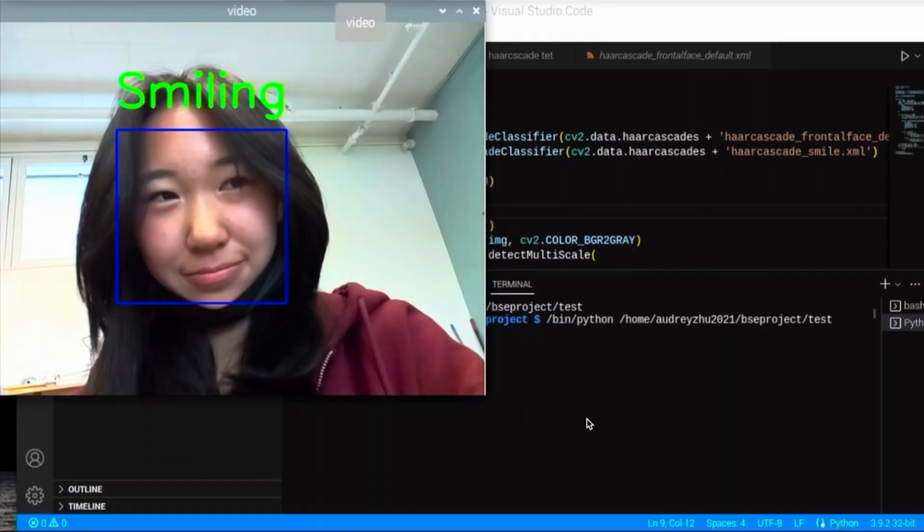Hi, my name is Audrey and I'm a rising sophomore at Lindbergh High School, and my project is smile detection with OpenCV and Python.